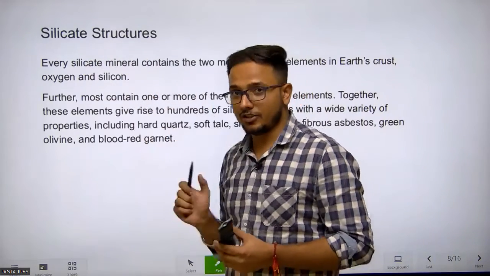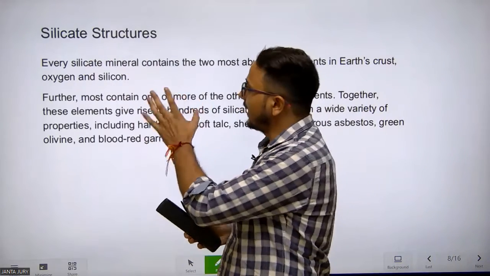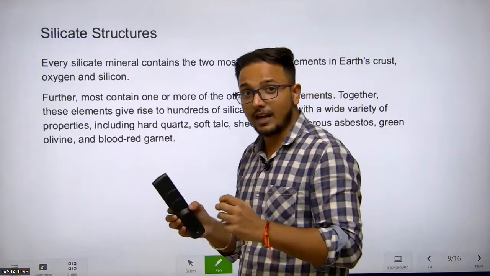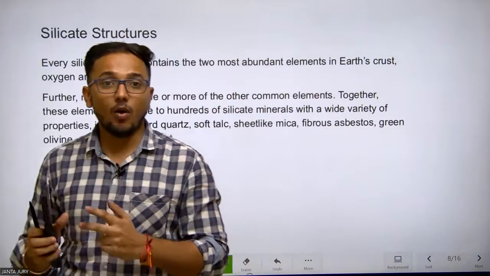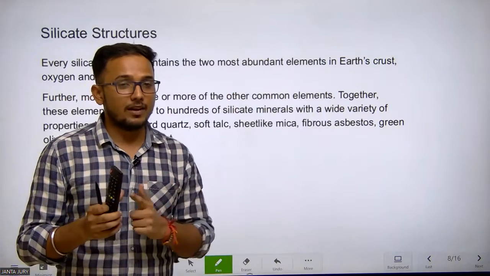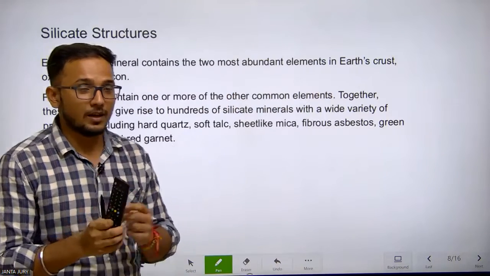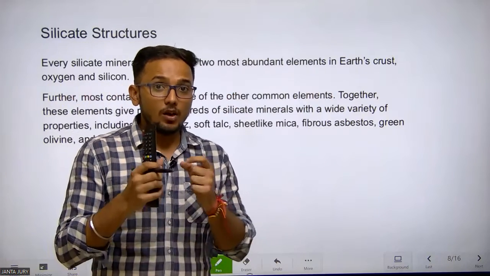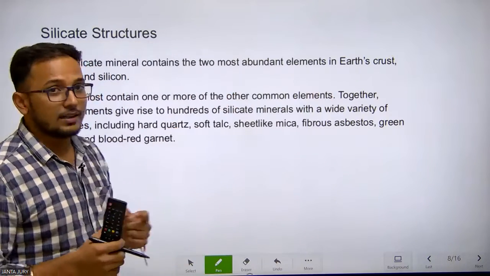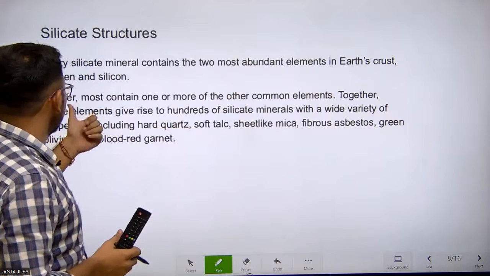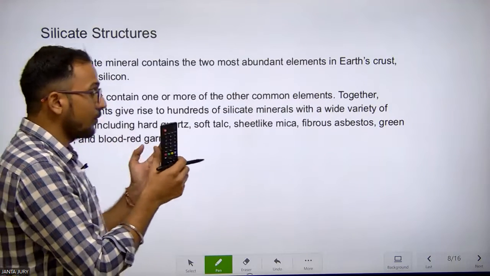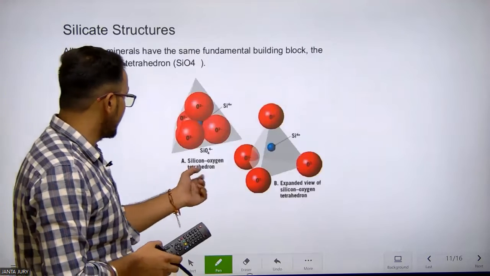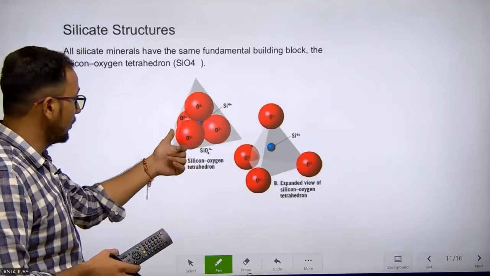These are the silicate structures. We have to understand the silicate structure. Every silicate mineral, as we know, is made up of the silicon oxygen tetrahedron. Which type of bonding is there between the silicon and oxygen? This is covalent bonding, and covalent bonds are the strongest bonds. So through this covalent bond, silicon and oxygen form the silicon oxygen tetrahedron. As you can see, this is how the silicon oxygen tetrahedron looks.